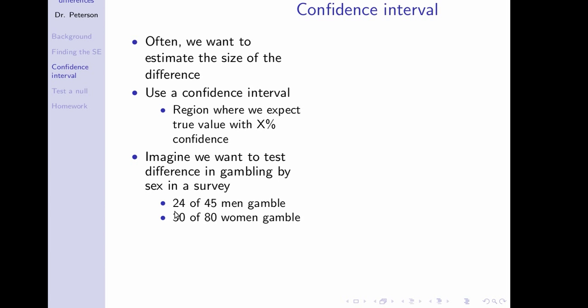Second, despite the fact that more women in the survey than men said they gambled, we still have a higher proportion of men who gambled, because 24 is more than half of 45, whereas 30 is less than half of 80. This is important to keep in mind when we're doing these kinds of calculations, to always be careful about what we're dividing by and what proportion we're taking out of. So if we want to calculate a 90% confidence interval, let's consider how we're going to go about it.